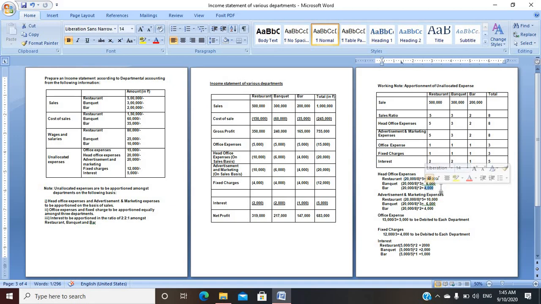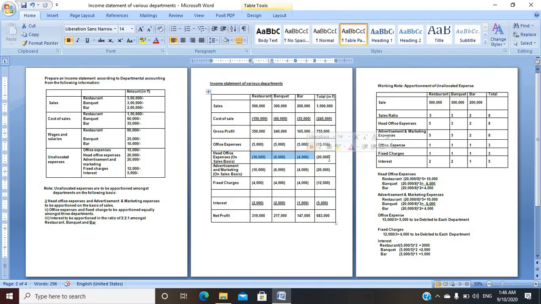So 10,000, 6,000 and 4,000. These are the final figures of restaurant, banquet and bar. Same I mentioned here, 10,000, 6,000 and 4,000. Total will be 20,000. All are mentioned in brackets because it is an expense.